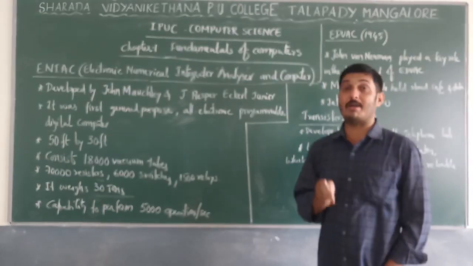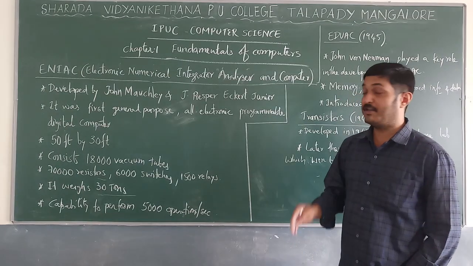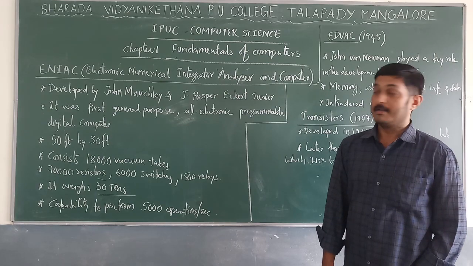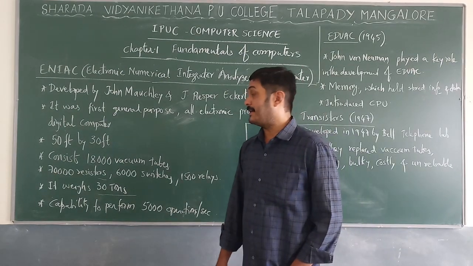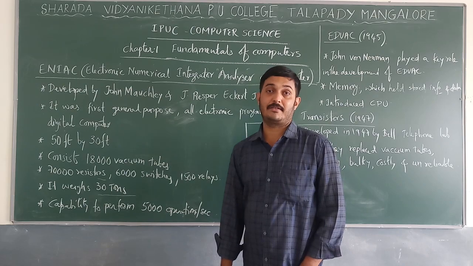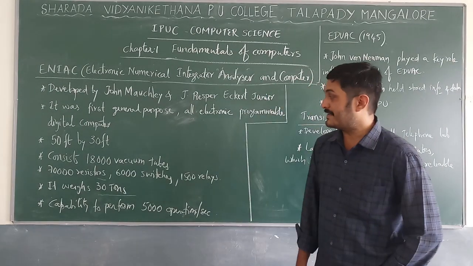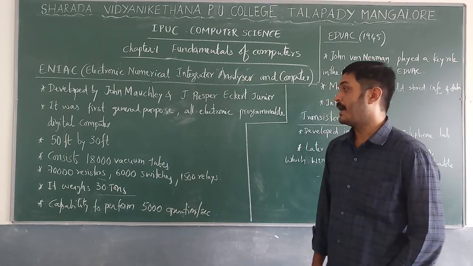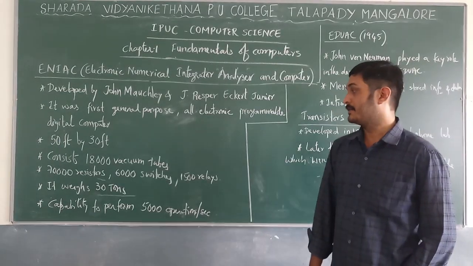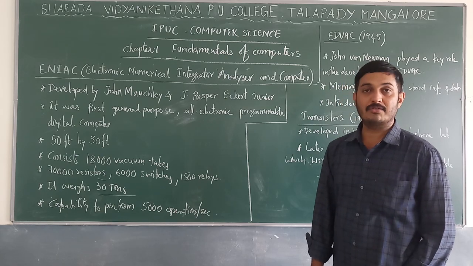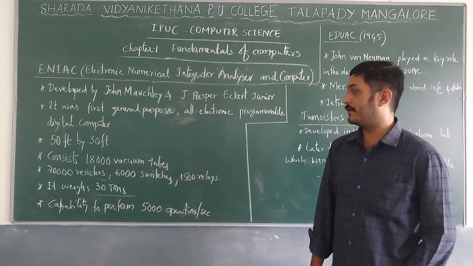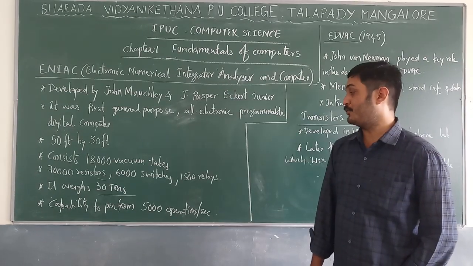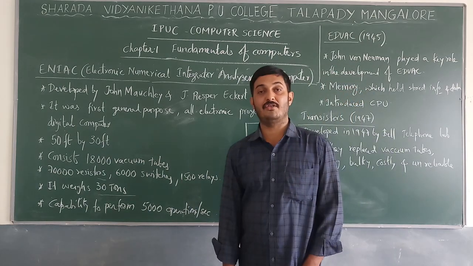It is an all electronic programmable digital computer, and it requires 50 feet by 30 feet of floor space. It consists of 18,000 vacuum tubes, 70,000 resistors, 6,000 switches and 1,500 relays, and it weighs 30 tons, with the capability to perform 5,000 operations per second.